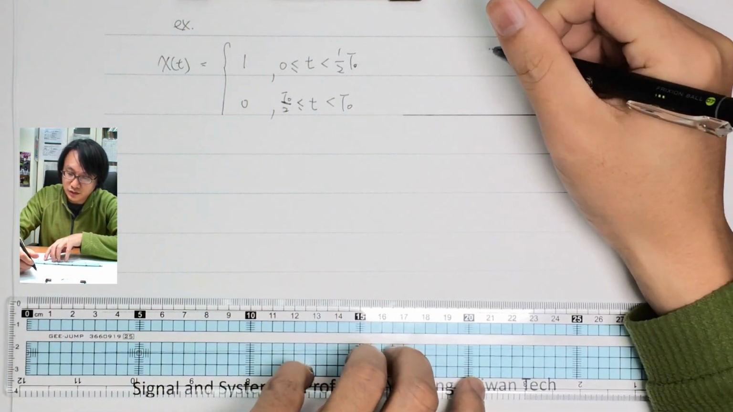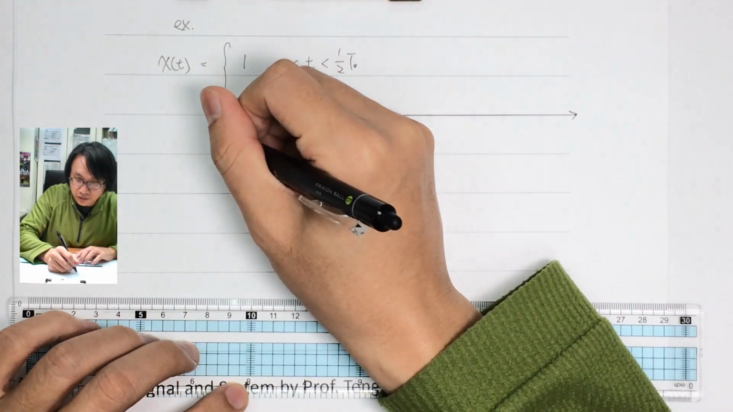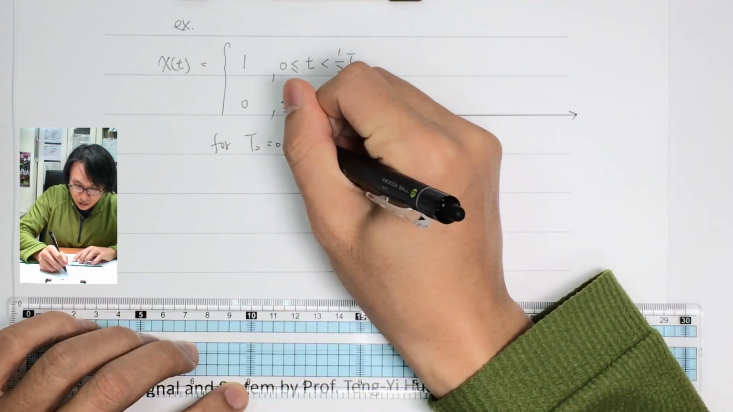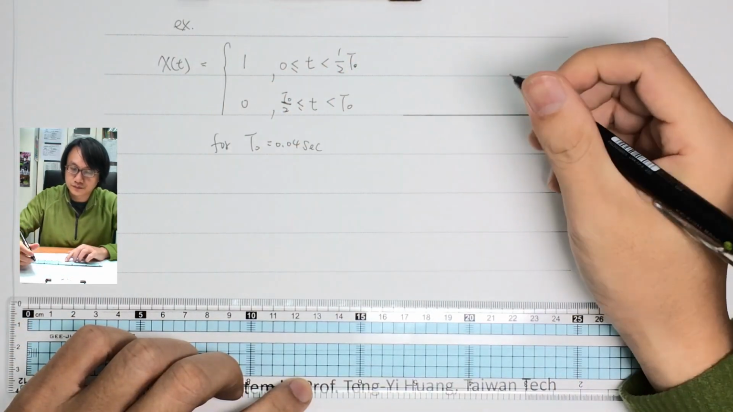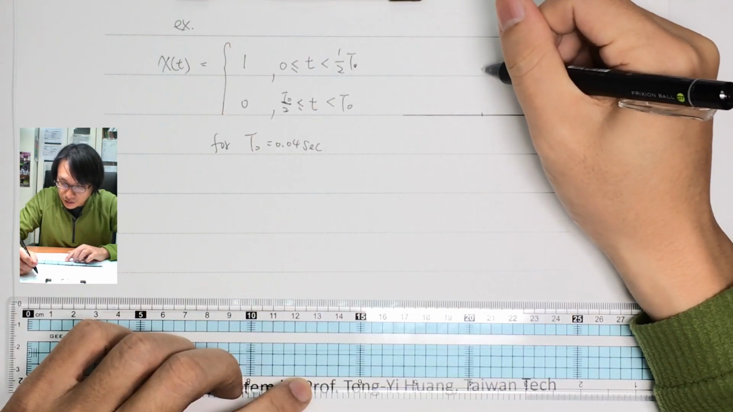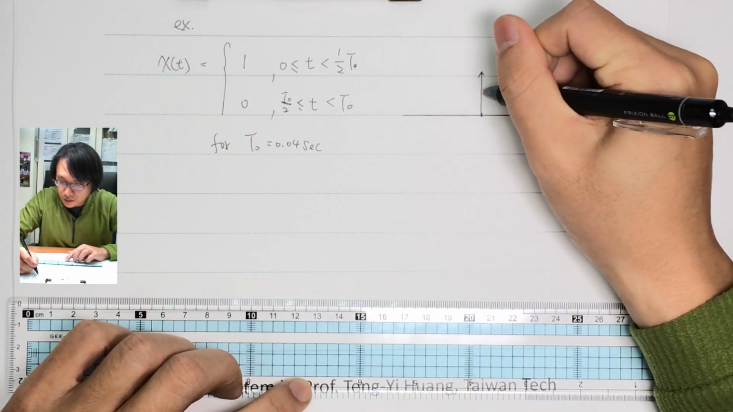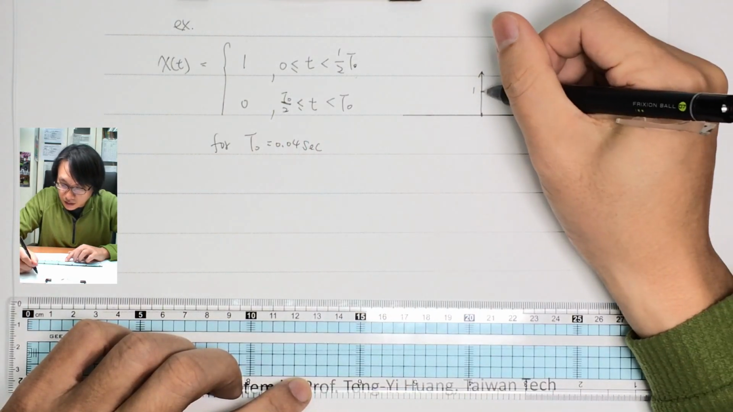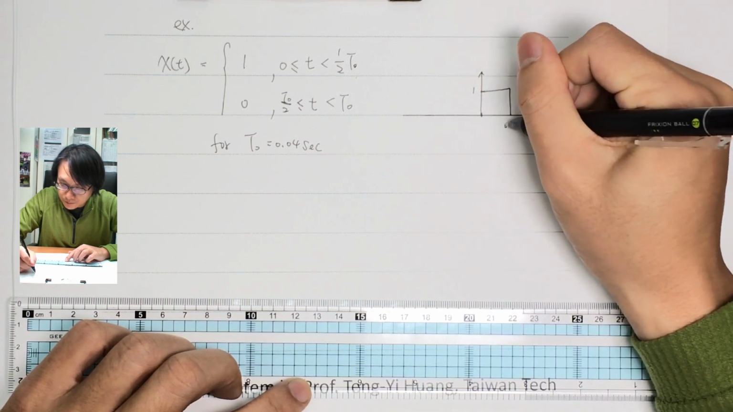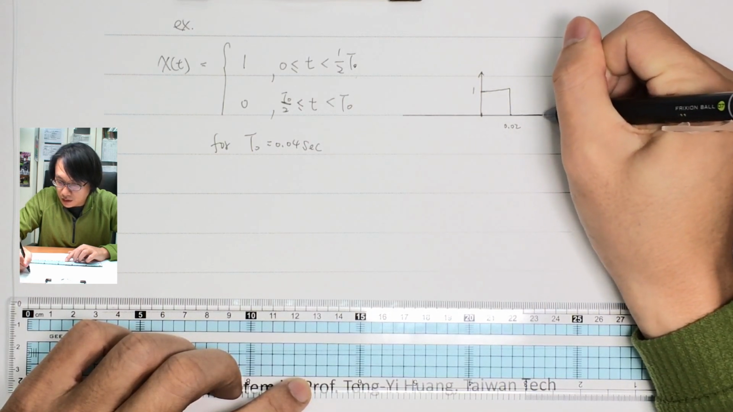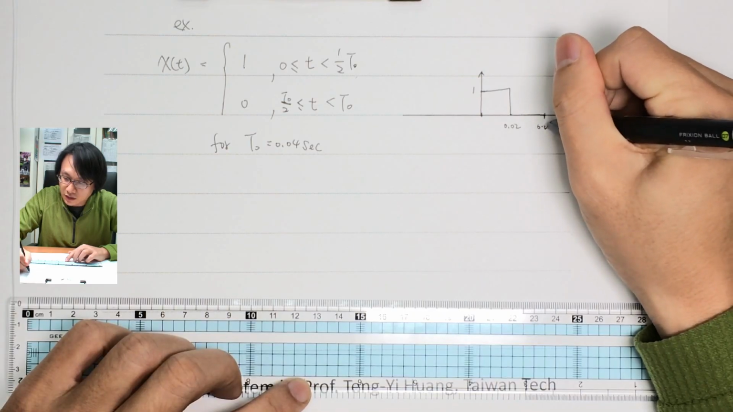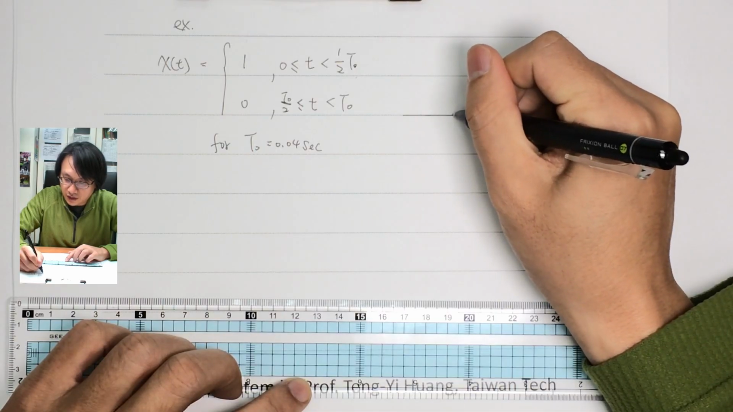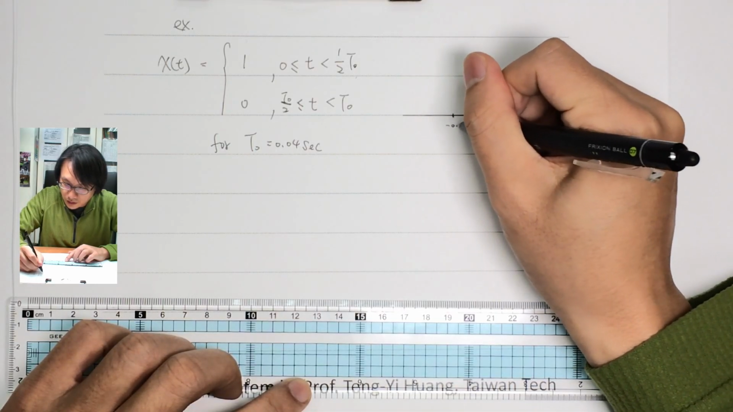The problem says T0 equals 0.04 seconds. So from 0 to 0.02, it's 1. Then from 0.02 to 0.04, it's 0. Then it jumps back up. Same here, minus 0.02.